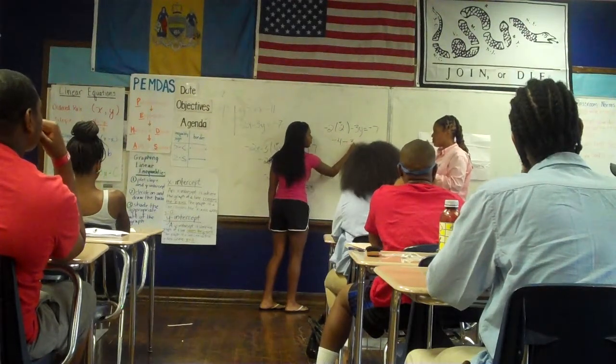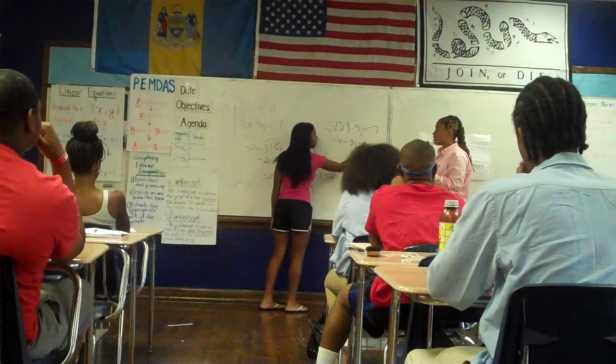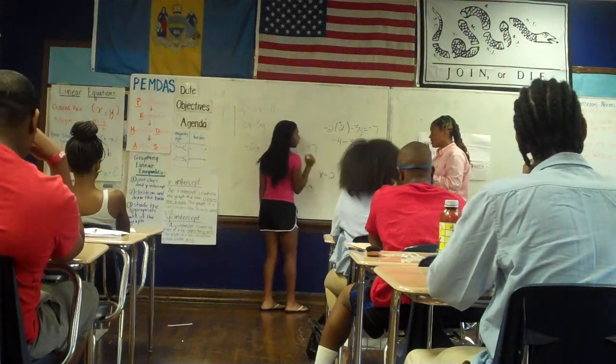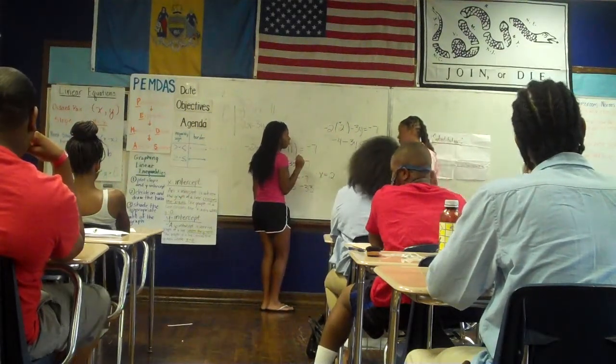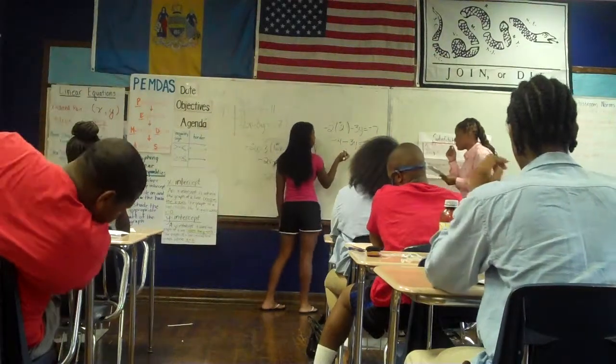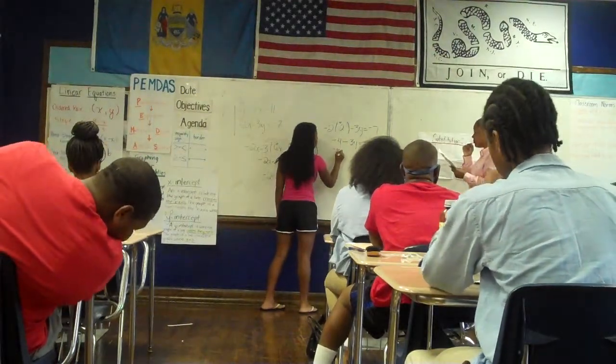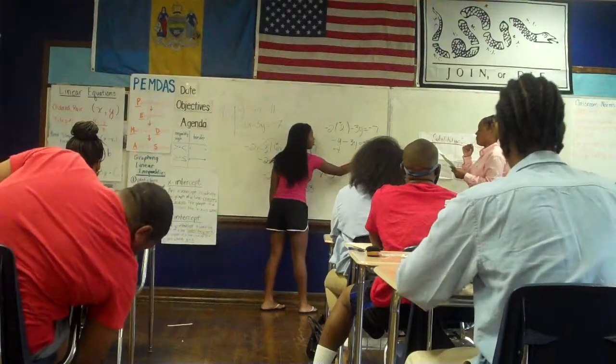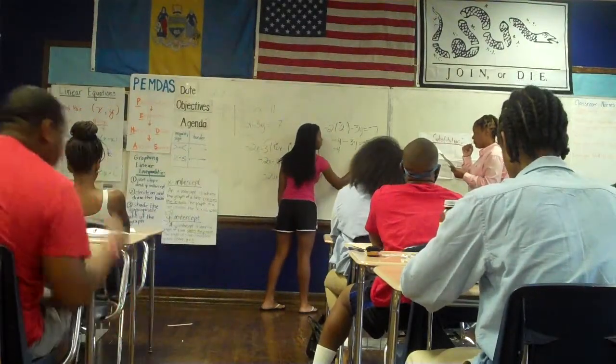Negative 7. Right? What do we need to get rid of? You guys put a positive 4 on both sides. You got plus 4 off the first one. And then you got to write down negative 3y.